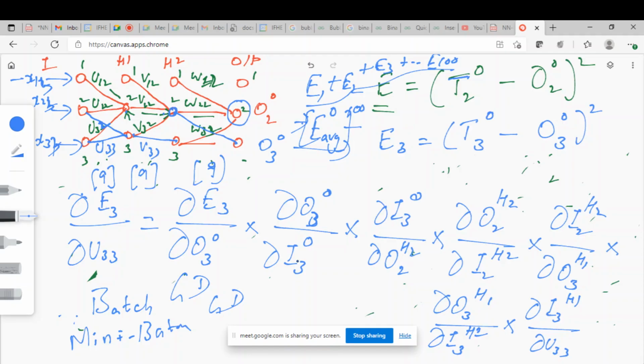So could someone summarize what is stochastic gradient descent, what is batch gradient descent, and what is mini batch gradient descent?